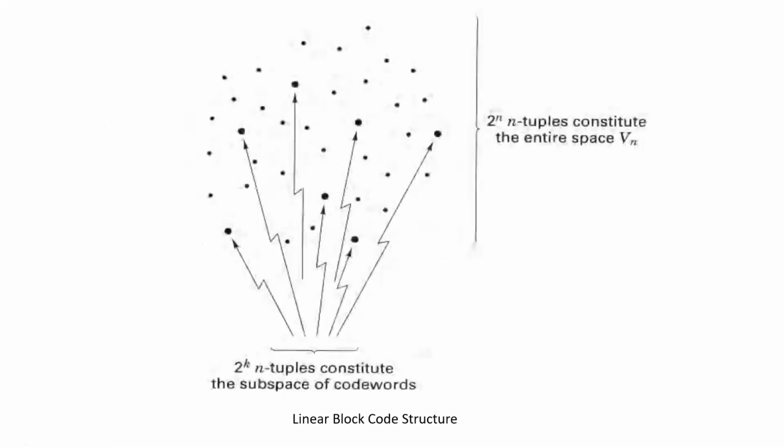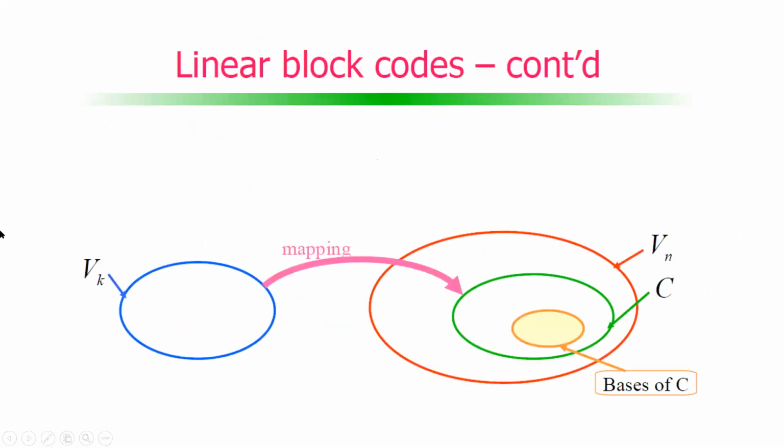Let me explain it with this diagram. V_k is the number of combinations at the input. V_n is the number of possible combinations at the output. And I have to select, because how many combinations are required at the input? 4, or V_k. So I must select V_k out of this V_n.